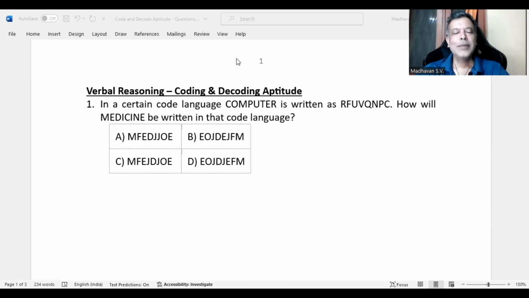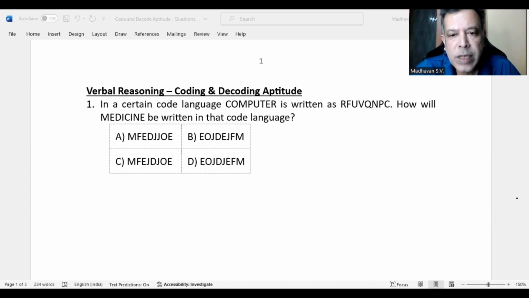Hello everyone. In continuation with our verbal reasoning, the next topic is coding and decoding aptitude. First question: in a certain code language, computer is written as RFUVQNPC. How will medicine be written in that code language? First, we need to understand how it came about.